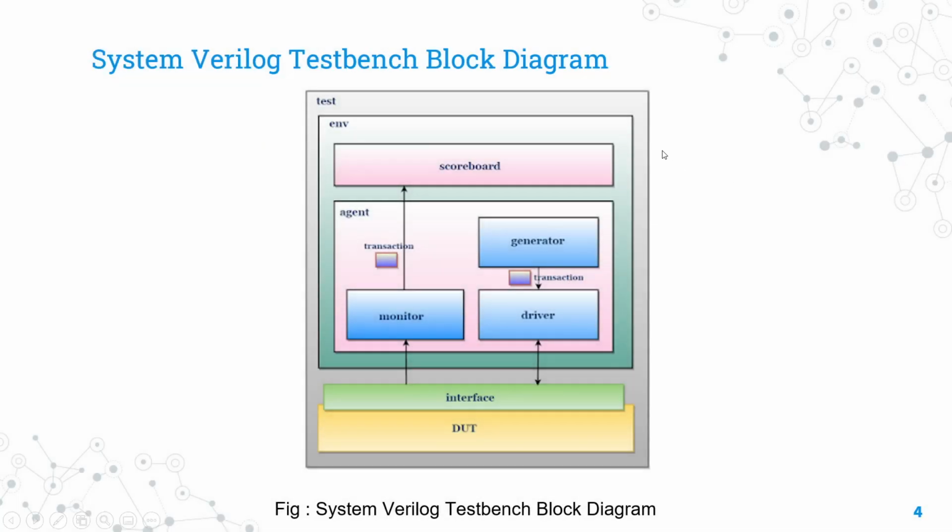And coming to the block diagram of the SystemVerilog testbench, this is the main block diagram. First we will generate the data using a generator. In this generator we will randomize the data and send it to the driver. We use a transaction packet to send the data from generator to driver using a mailbox, and the driver will send the data to the interface using a virtual interface connection, and the interface will drive the design under test.